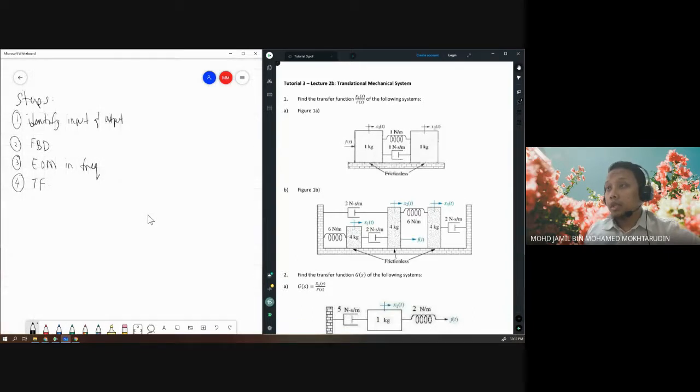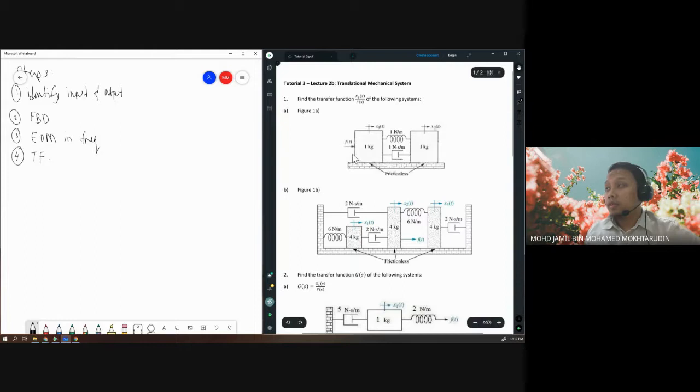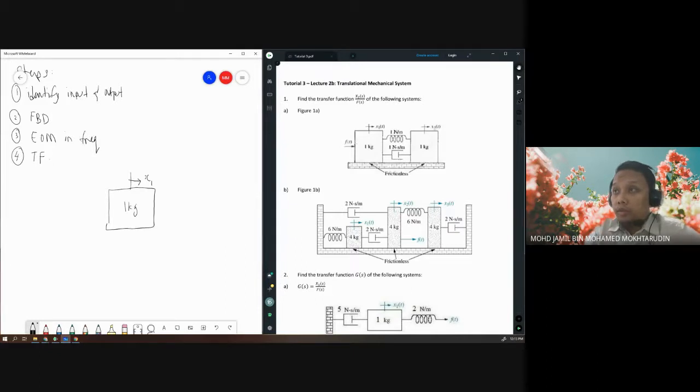Okay, so let's look at how to answer question 1A. We draw the free body diagram one by one. We start with block number 1, block X1. The direction of X1 is given as moving forward, and we identify the elements that are connected to X1. Here we have a spring and a damper connected to X1. The spring and damper will produce forces that resist the motion of X1 moving forward, so the forces will be acting backward.